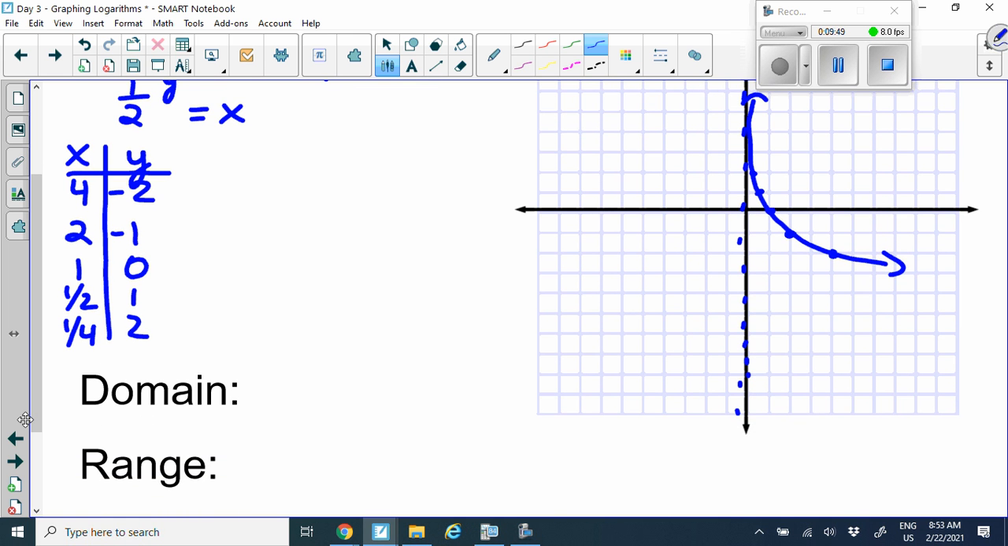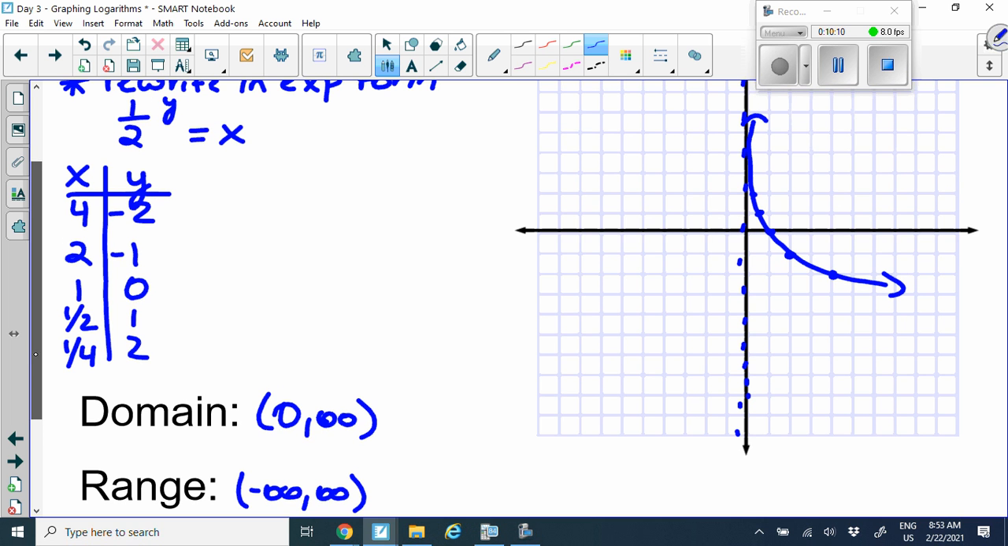Don't forget, domain is affected by the asymptote. We still have our asymptote at 0, and we are still dealing with all the positive x values, so we go from 0 to infinity. And then we will hit all the positive and negative y values, so we go from negative infinity to positive infinity. Okay? Okay, let's go ahead then. Let's do our last problem with the graphing.